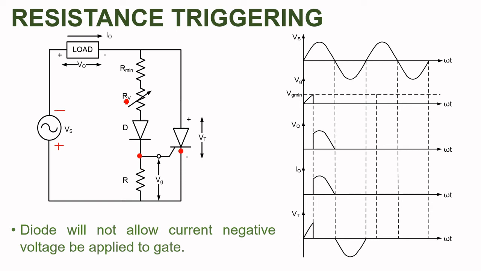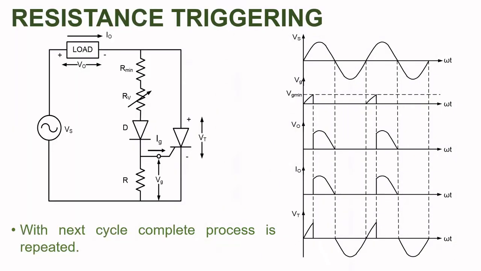Both SCR and diode will block the reverse current. Hence, the voltage across the SCR will be equal to that of the supply voltage in negative half cycle. This is the supply voltage in negative half cycle, which is same as that of the voltage across the SCR in negative half cycle. In the next cycle, again the complete process is repeated.